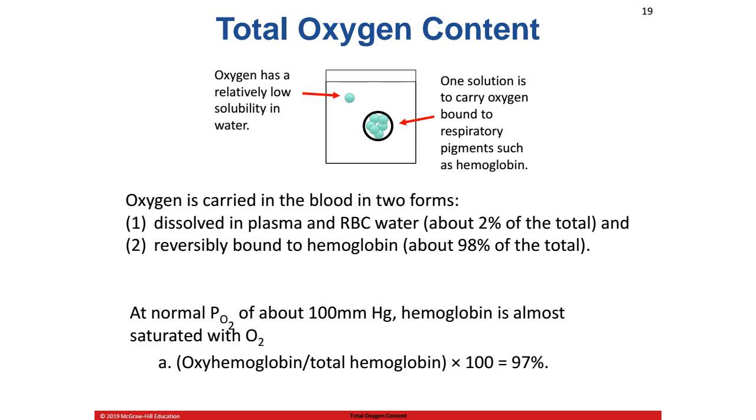Furthermore, at a normal PO2 of about 100 millimeters of mercury, in other words, that's a normal arterial PO2, hemoglobin is almost completely saturated with oxygen. And the way we can quantify that is we take a ratio of oxyhemoglobin, which is hemoglobin that's bound to oxygen, to the total hemoglobin, and then multiply that by 100 to yield a percentage. So in other words, with a normal arterial PO2 of 100 millimeters of mercury, our oxygen saturation value is 97%.